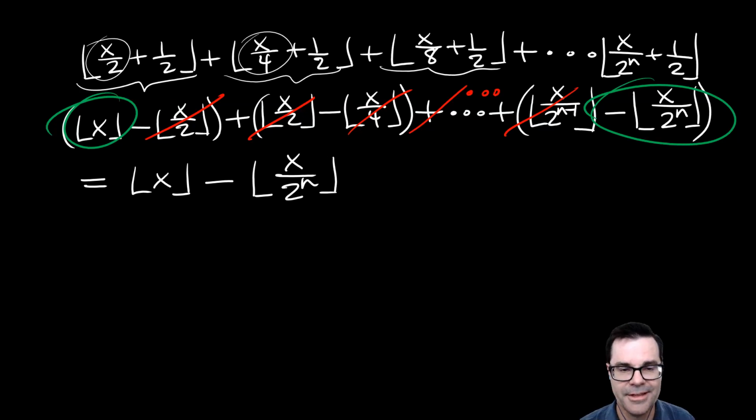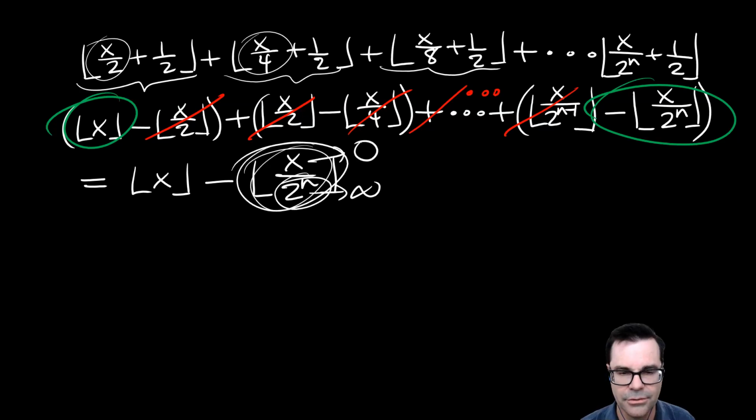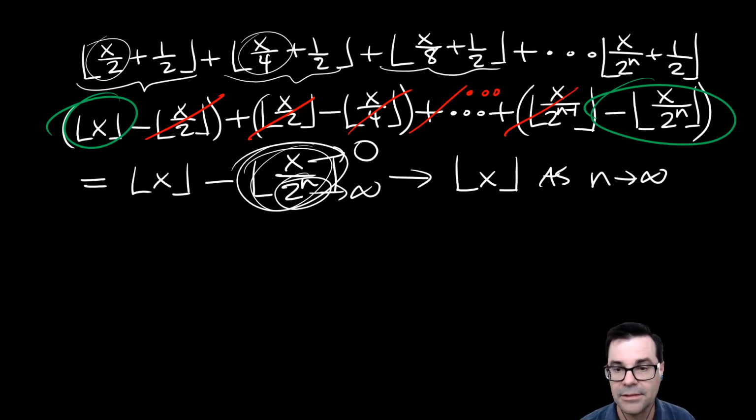Now, if we just look at this, we need to ask what happens as n goes to infinity here. This is going to infinity, but then x is fixed. So everything inside the floor here is going to 0. So this entire term here is going to go to 0. So this nth partial sum is going to just approach floor of x as n goes to infinity. And that just shows that the sum is equal to the floor of x, which is what we were trying to show. And that is the solution to the problem.